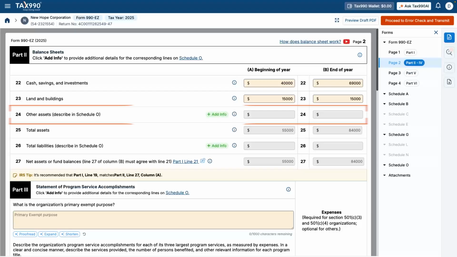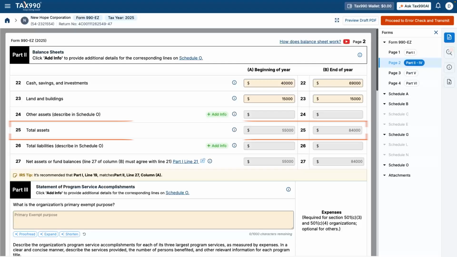Line 24, other assets. This line captures any assets not included above, such as equipment, prepaid expenses, and receivables. In our example, there are no additional assets to report, so we'll leave both columns blank. Always use this line if something doesn't fit in lines 22 or 23.